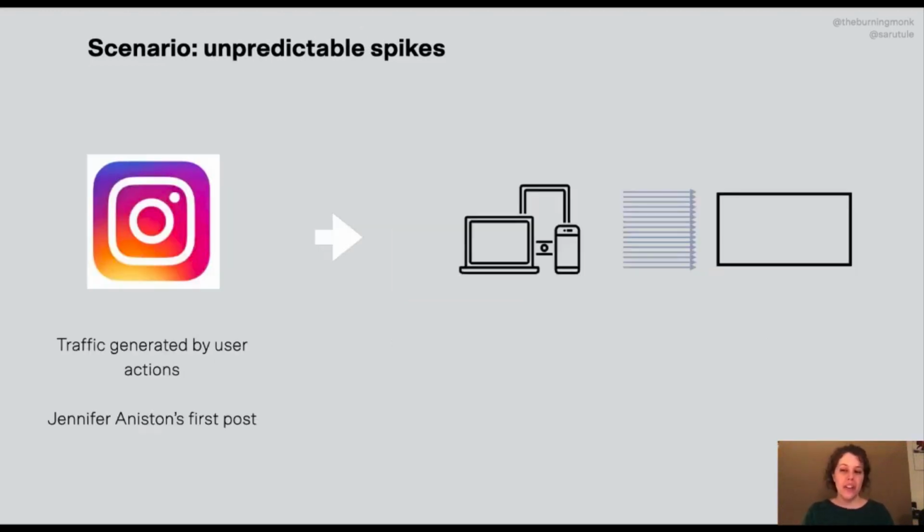There is a scenario that is harder to handle, which is when you have unpredictable spikes. Those spikes are usually generated by user actions, and this is typical of social media platforms. An example would be some time ago, Jennifer Aniston from Friends. She published her first picture on Instagram, and by doing that, she brought down the platform for everyone, which is insane.